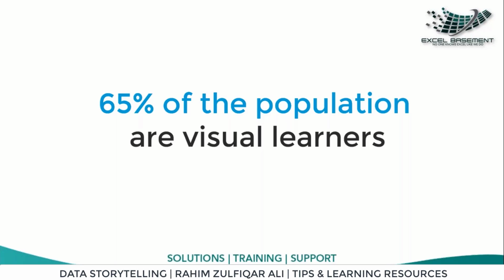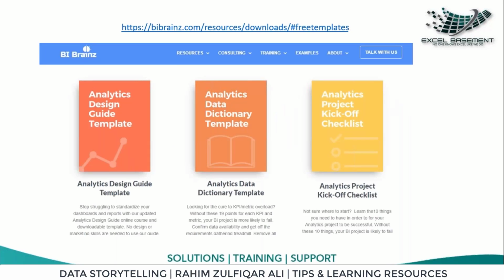That's why I share one of the religious and one of the normal school example with you, that more than 65% of the population are visual learners, and without visuals, without black and white data, we can't do any kind of decision making.